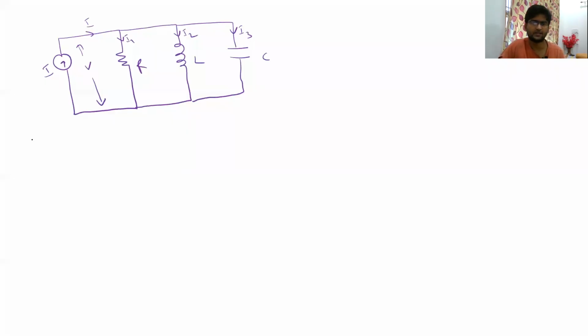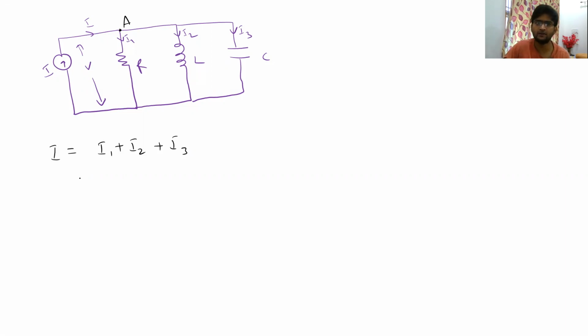Now, coming back to the differential equations, in the series resonance case, we wrote the differential equation using the KVL equations of voltages. Here we are going to write KCL equations at a particular node A, using current equations, right? So can you tell me what is the value of I? It is basically the summation of I1 plus I2 plus I3. So let me write it in reverse.